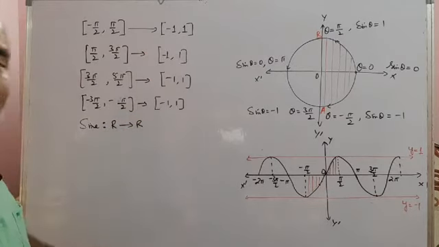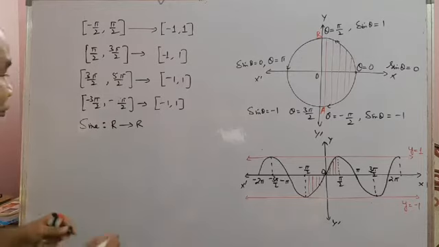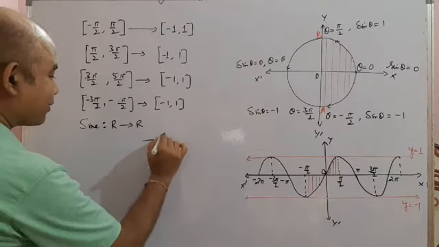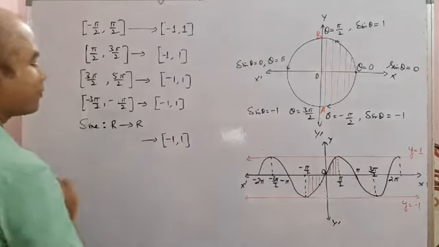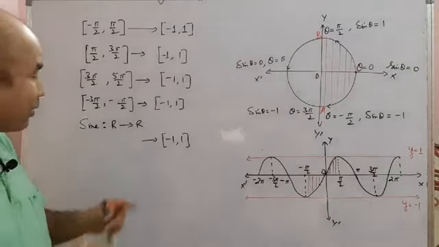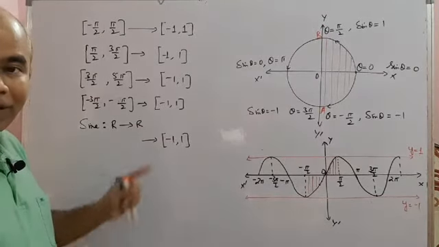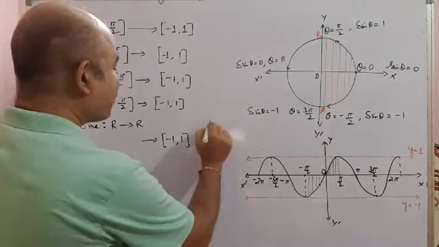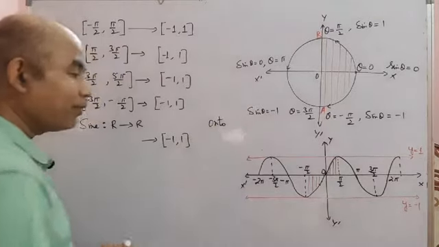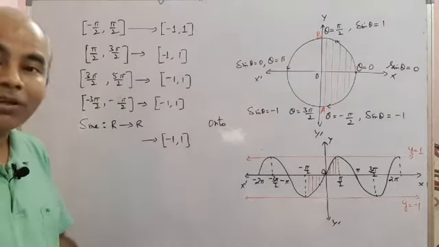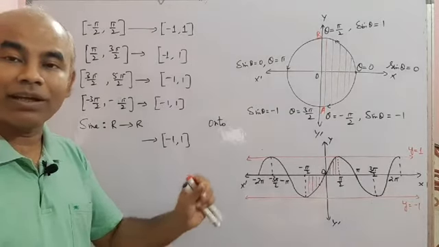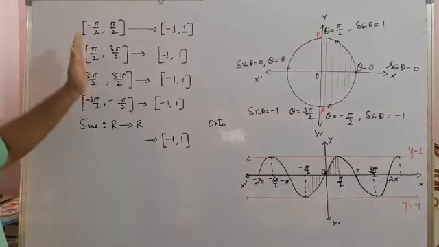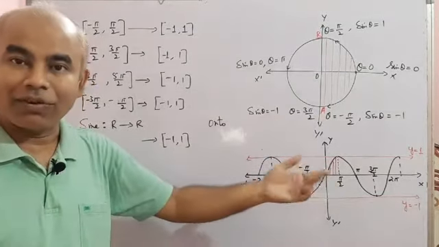So that's why to make it onto, what we can do, instead of writing r as codomain, we can write the closed interval minus 1 comma plus 1 as codomain. Then what will happen, the range and codomain will be same, in that case function will be what? Function will be onto. Now let us make it 1, 1. So what is the meaning of 1, 1 function? 1, 1 function means for different pre-images, images are different. Okay, that means here when angle theta is different, then sin theta is also different for different value of theta.